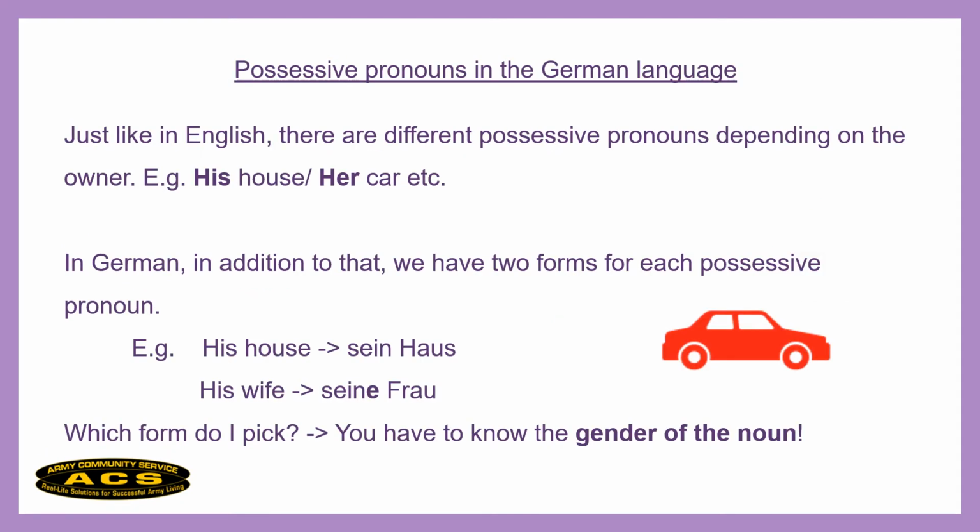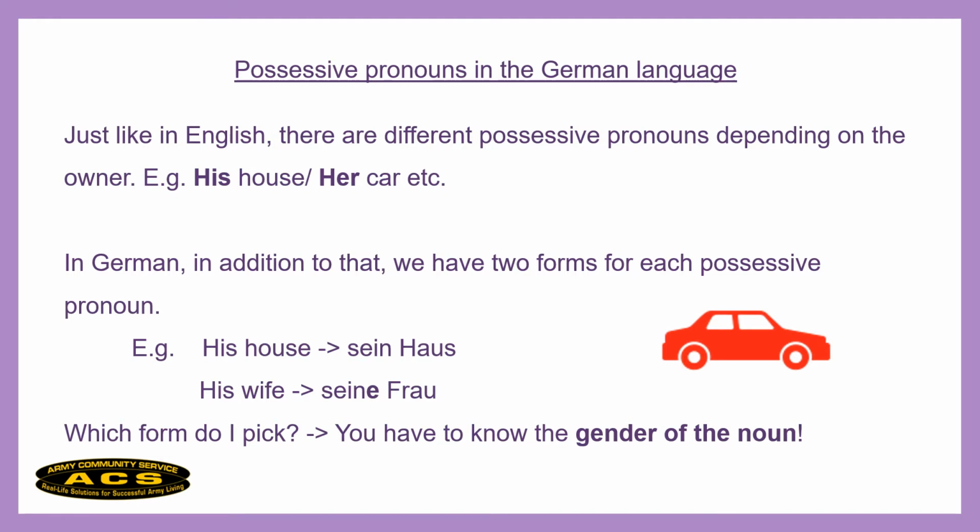In the German language, just like in English, there are different possessive pronouns depending on the owner. I can say his house, her car, and his and her indicate to me who the owner of those things is. In German, we do the same thing, but in addition to that, we do have two forms for each possessive pronoun. So while in English I say his house, his wife, in German I would say sein Haus, seine Frau. So two forms.